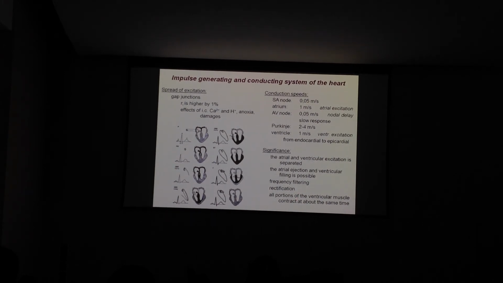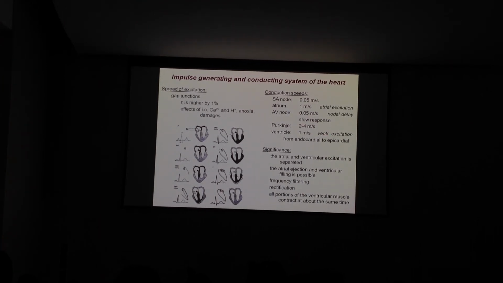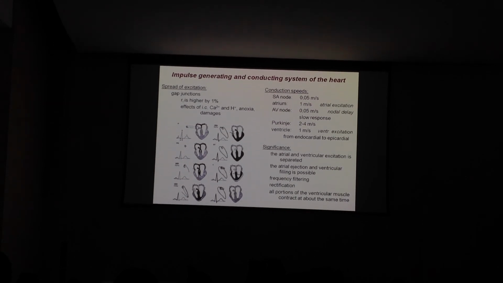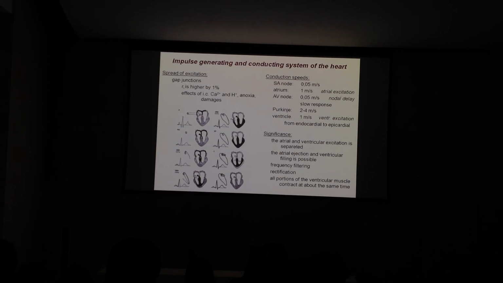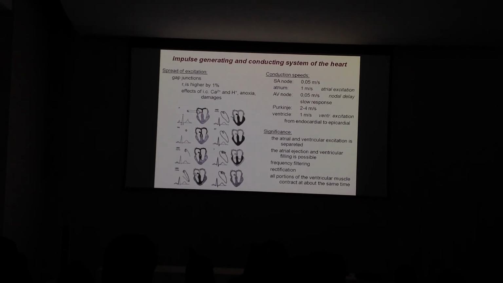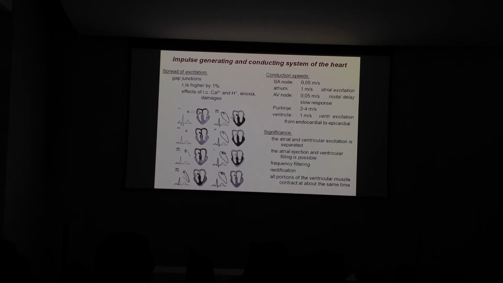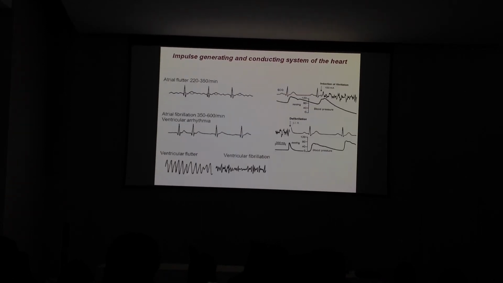And this nodal delay results in that all portions of the ventricular muscle, because they have enough time, and here the propagation is very fast, basically all the muscle fibers will contract at the same time. 80% the proper ejection of the blood.